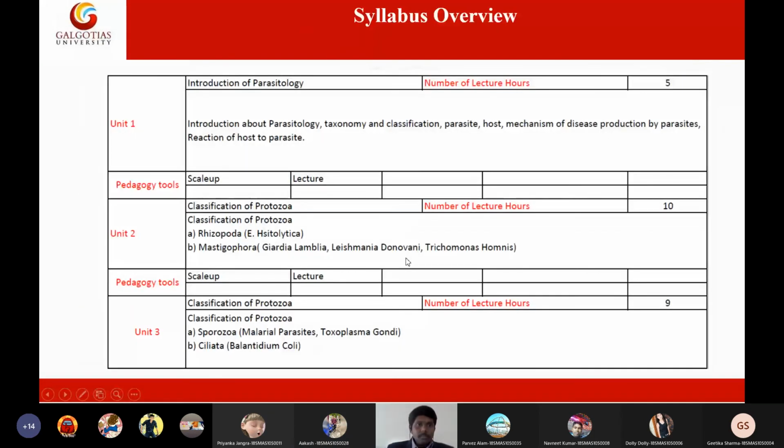All right, just see the syllabus, students. Unit 1 is all about basics. In unit 2, we have only four parasites. The first one is Entamoeba histolytica, which we already finished clearly. Do you have any confusions in Entamoeba histolytica? I hope not.